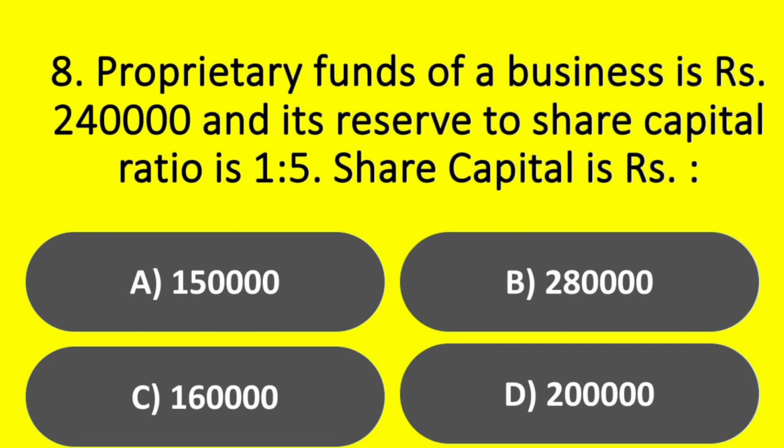Question. Proprietary funds of a business is rupees 2,40,000 and its reserve to share capital ratio is 1:5. Share capital is rupees: option A, 1,50,000; option B, 2,80,000; option C, 1,60,000; option D, 2 lakh. Answer: option D, 2 lakh.